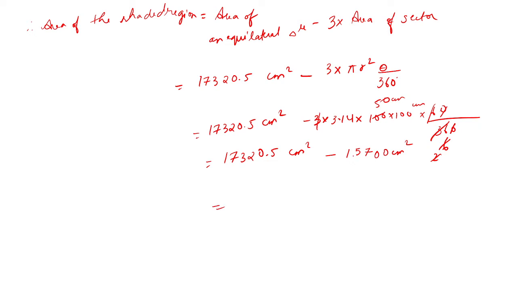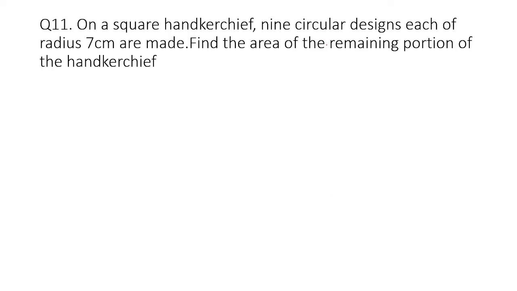So you subtract that 15,700, so it's going to be 600, 1000. Let's just count 732.0 and 15700. So 0 to 13 6, so it's going to be 1620.5 centimeters square. Okay, this is going to be the area of the shaded region. In the next question we shall move on.